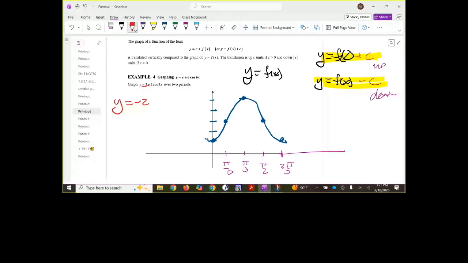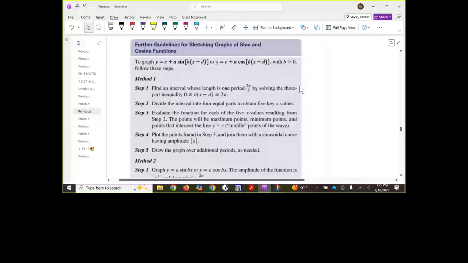And we've got a couple more problems to do. So, y'all, there's a couple of things we're going to do here. I'm not a big fan of going through method 2. I'm a bigger fan of going through method 1. So number 1, it says, can we find an interval whose length is 1 period of 2 pi over b by solving the 3-part inequality? I'm going to walk you through this right now so we can figure out what we've got to do.